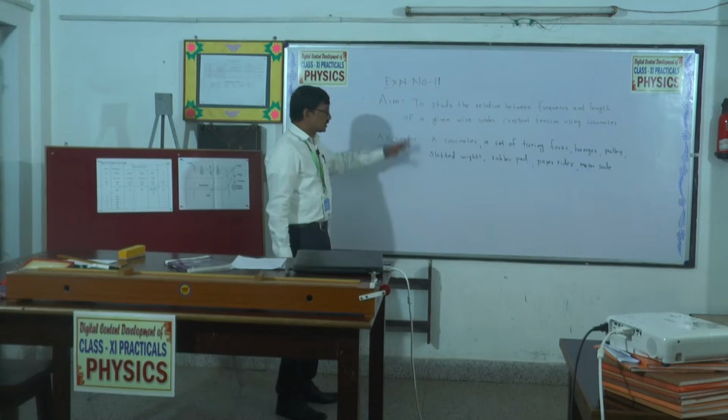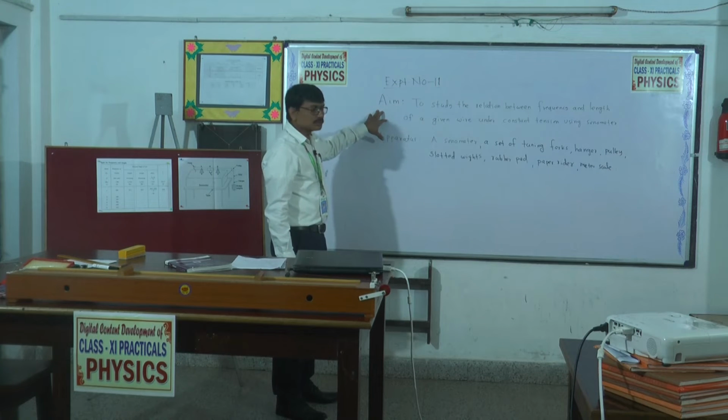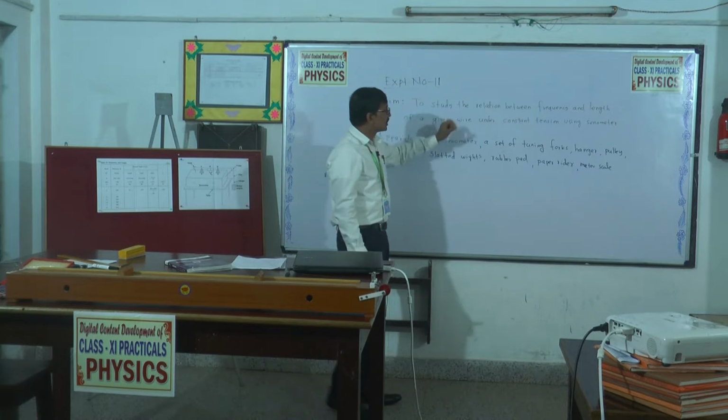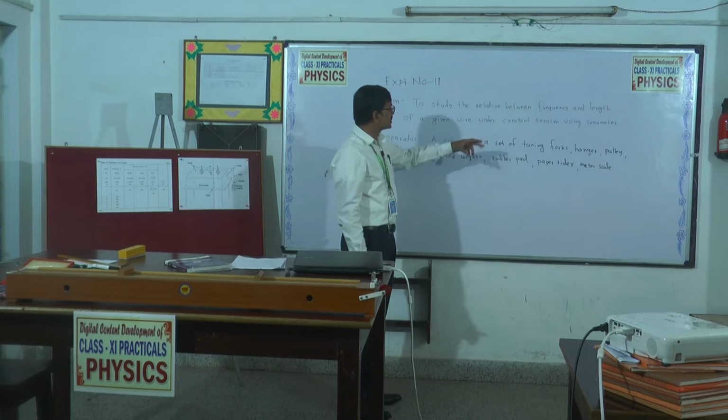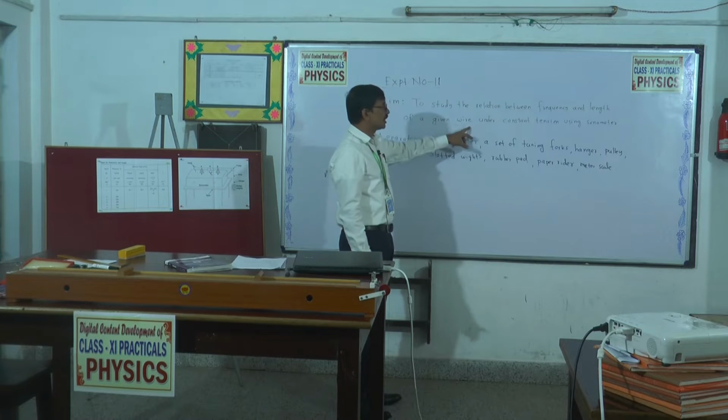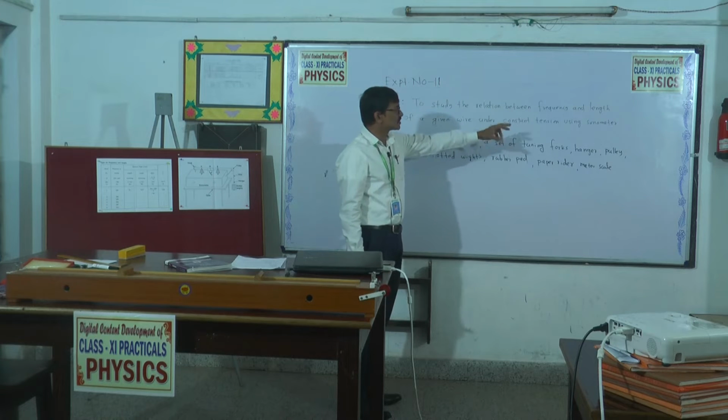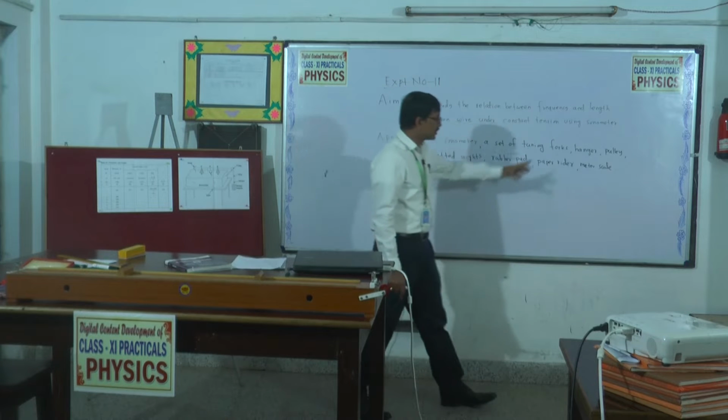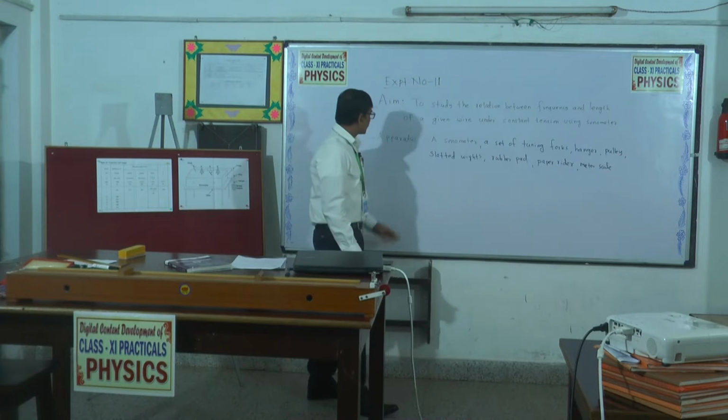Okay, now we discuss experiment number 11. The aim of the experiment is to study the relation between frequency and length of a given wire under constant tension using a sonometer. So, what are the apparatus required here?